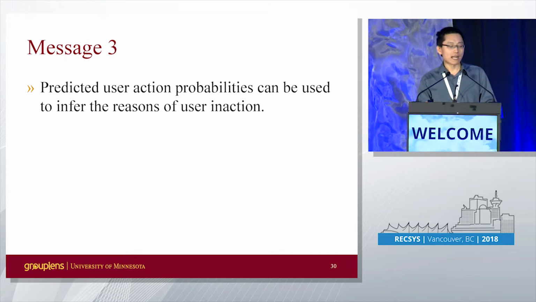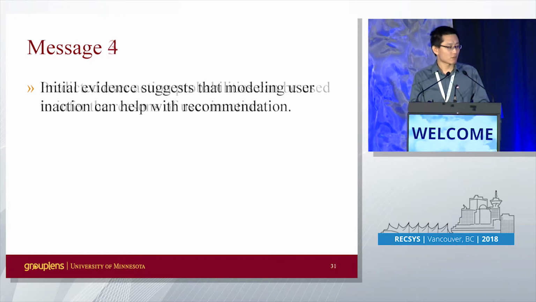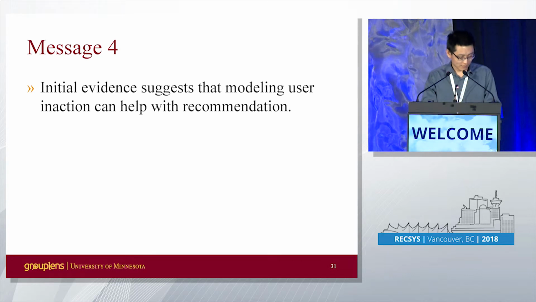And predicted user action probability can be used to infer the reasons of user inaction. This is interesting. Similarly in different systems, you might be able to estimate your user's probability of engaging with the system in various different ways, then potentially utilize that to infer the user inaction reasons. Last message, we have initial evidence suggesting that if we model user inaction, that can help with recommendation, for example, action prediction.